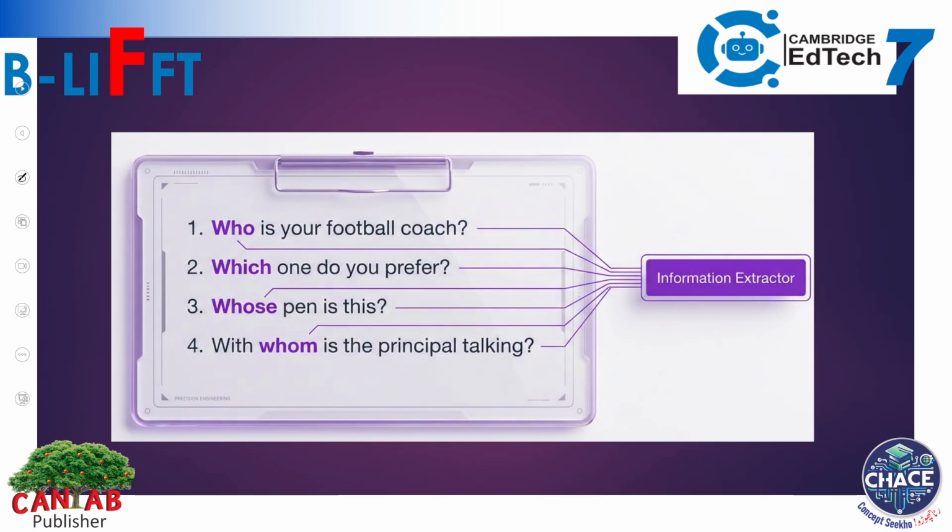For example, who is your football coach? Which one do you prefer? Whose pen is this? With whom is the principal talking? All these pronouns are used to gather information, to ask questions. That's why we call it information extractor or interrogative pronoun.